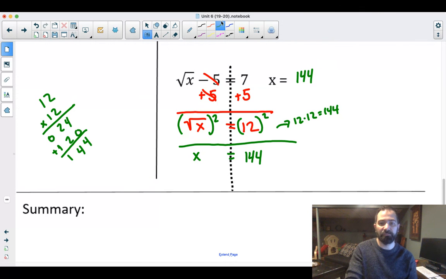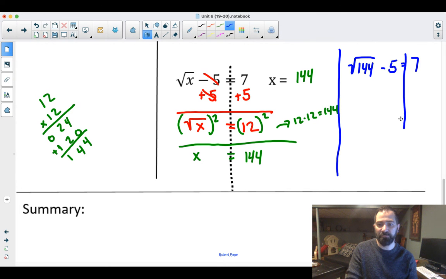Let's check it out. Last kind of step here, not a necessary step, but also a beneficial step. The square root of 144, which is what we said x was, minus 5 equals 7. Well, square root of 144 is 12 minus 5. 12 minus 5 is 7. Does 7 equal 7? It most certainly does.